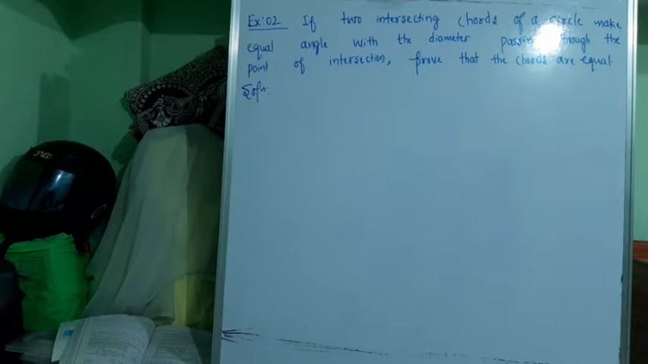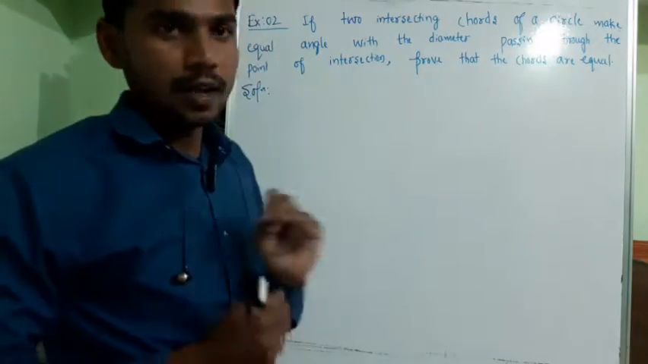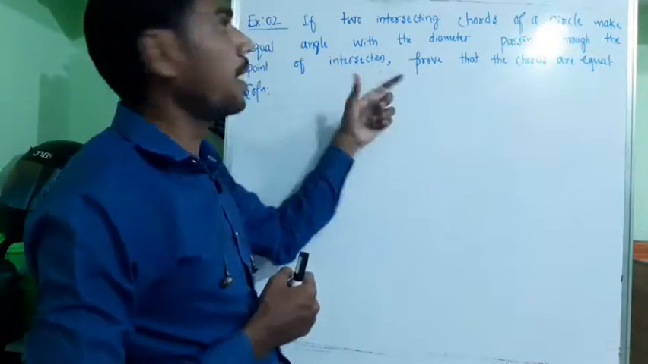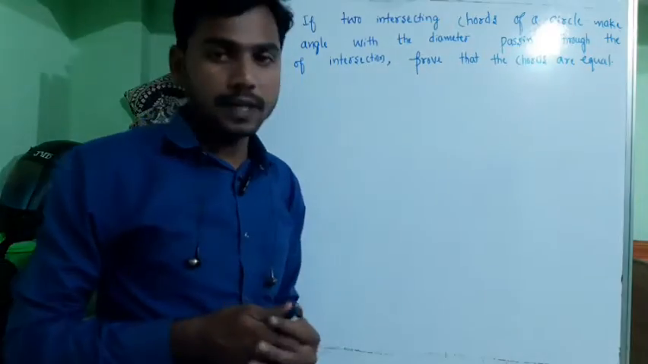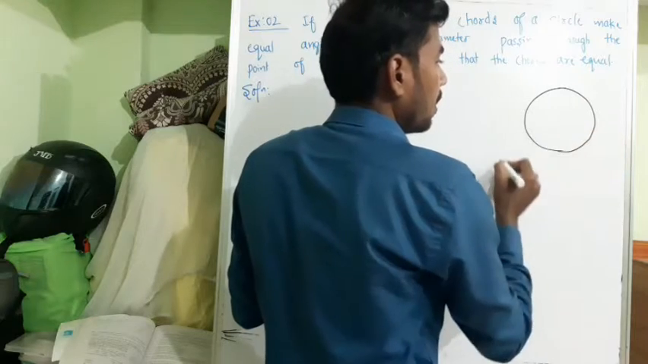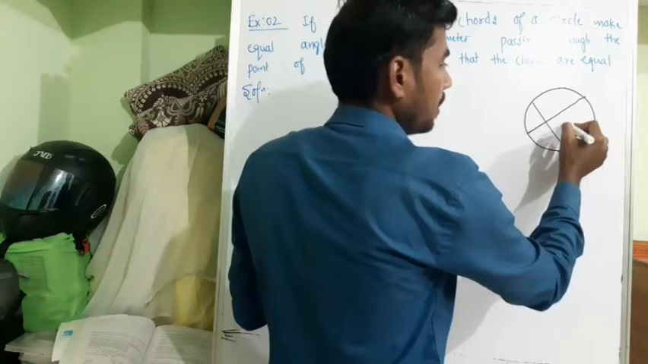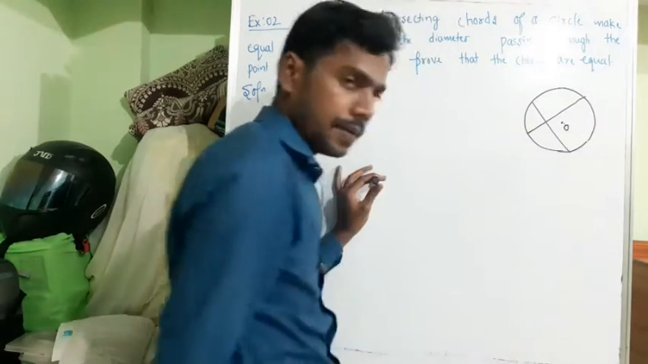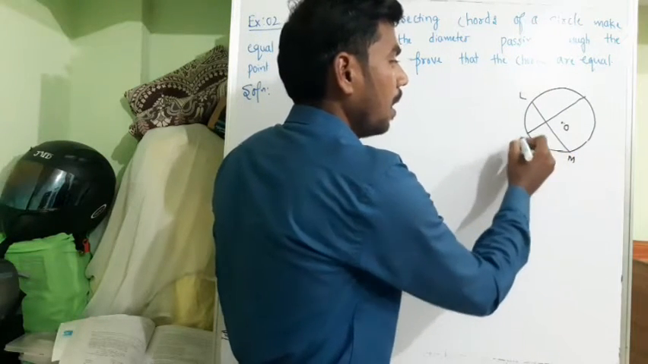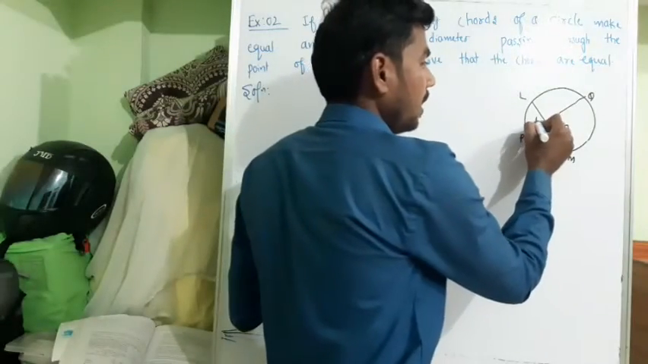So we will solve example 2 based on the previous theorems. See, if two intersecting chords of a circle make equal angle with the diameter passing through the point of intersection, prove that the chords are equal. Suppose this is a circle. Okay, there are two chords. Let O be the center, and let LM and PQ be the two chords. They are intersecting at point E.